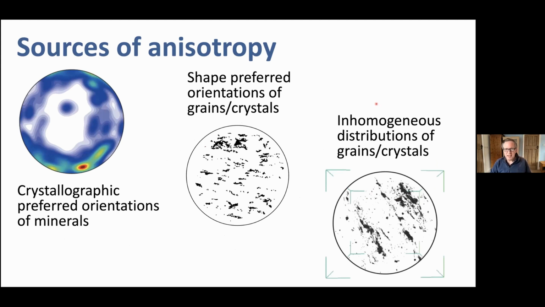So what causes this anisotropy, this variation in susceptibility with direction? It can be one of three different things, really. It can be a preferred orientation of the crystallographic axes of minerals, for instance, in crystalline igneous rocks. It can be due to the shape preferred orientation of grains. That's particularly true for magnetite-rich rocks. Or it can be due to distribution of grains which are themselves perhaps isotropic, but interact with each other to produce what's called a distribution anisotropy.